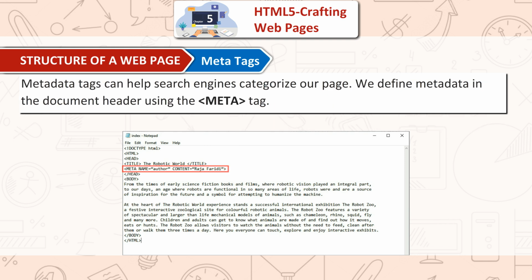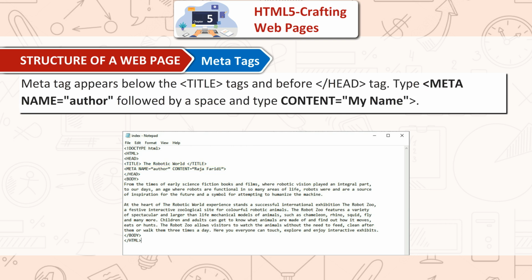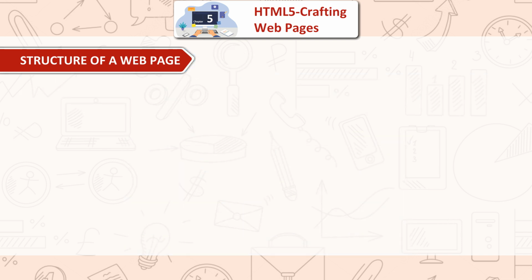Metadata tags can help search engines categorize our page. We define metadata in the document header using the meta tag. The meta tag appears below the title tags and before the /head tag. Type meta name is equal to author, followed by a space, and type content is equal to my name.